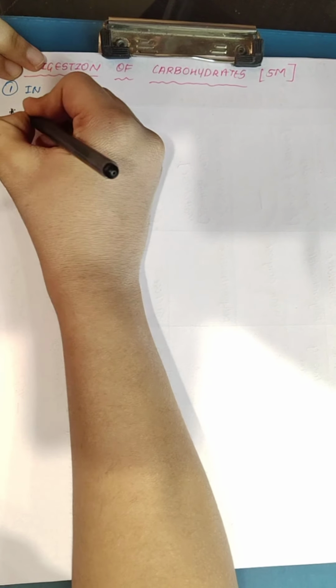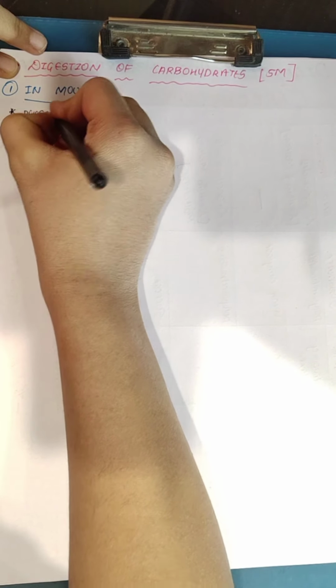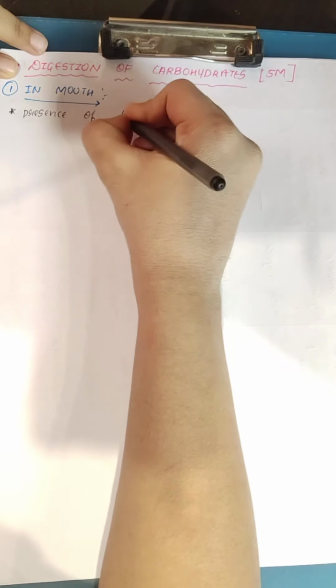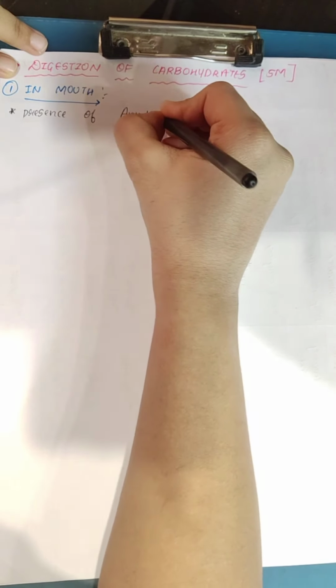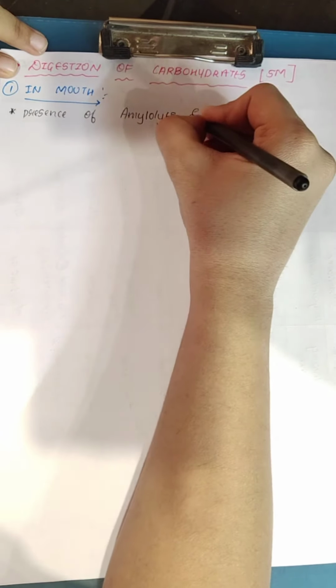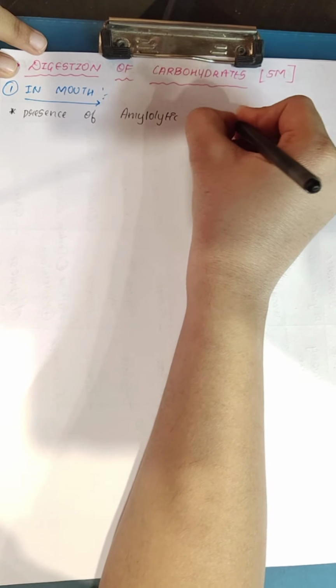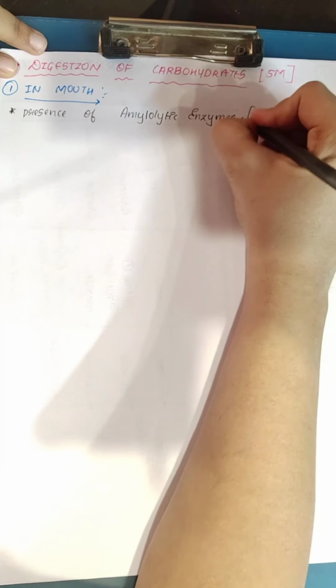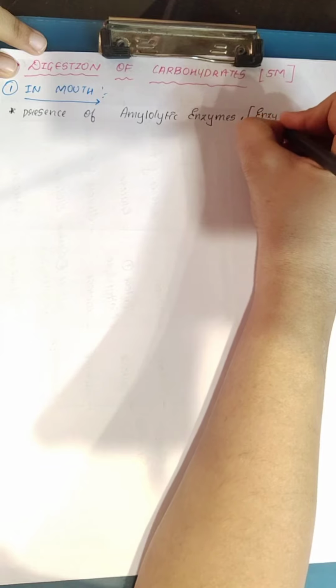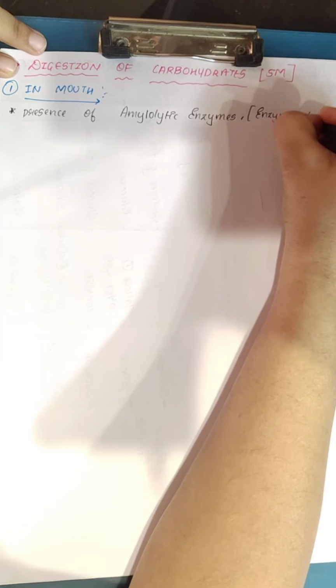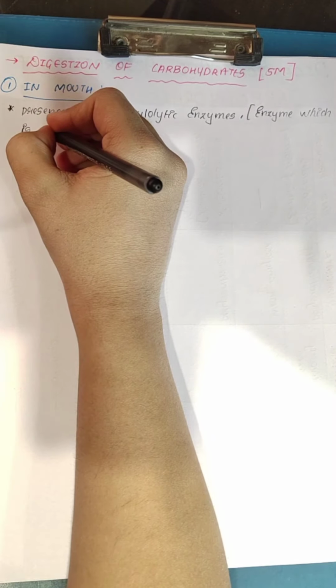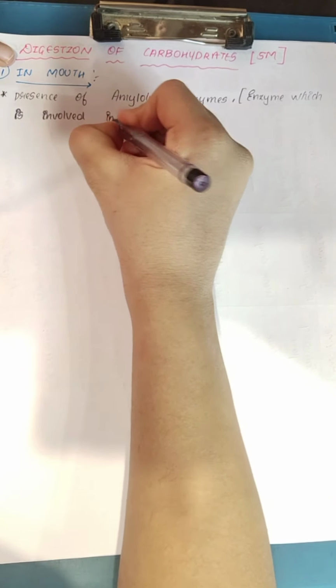So, presence of amylolytic enzyme. What is this? It is the enzyme which is involved in the digestion of carbohydrates.